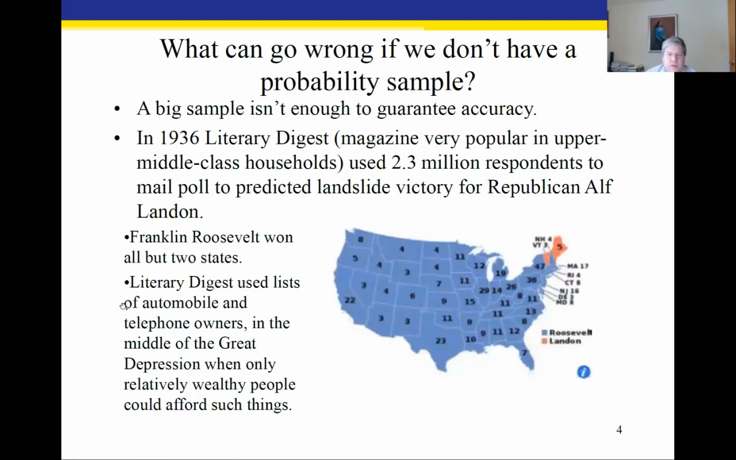So what can go wrong if we don't have a probability sample? Having a really big sample is not enough to guarantee accuracy. There's a very old but very famous example from a poll done back in the 1930s about the 1936 presidential election. It was with a magazine called Literary Digest, no longer published, but very popular in upper middle class households. They took lists of their subscribers together with people who had bought automobiles recently and people who had telephones. And of course, this is the 1930s, in the middle of the Great Depression, and really only relatively wealthy people could afford such things, particularly recent car purchases from the early 1930s. So they had essentially a very well-to-do sample. It was big, but it wasn't representative. And they predicted a landslide victory for the Republican.